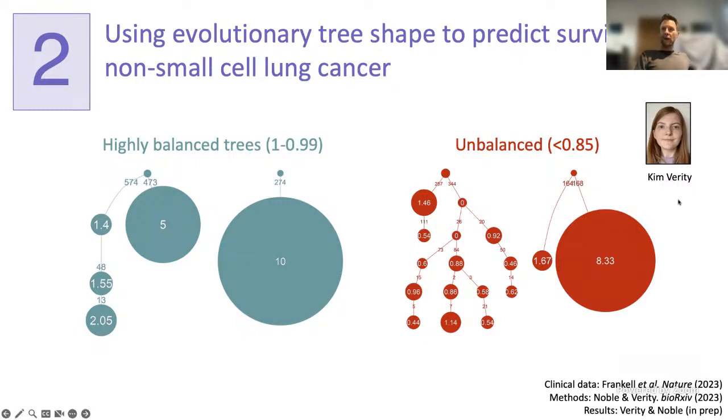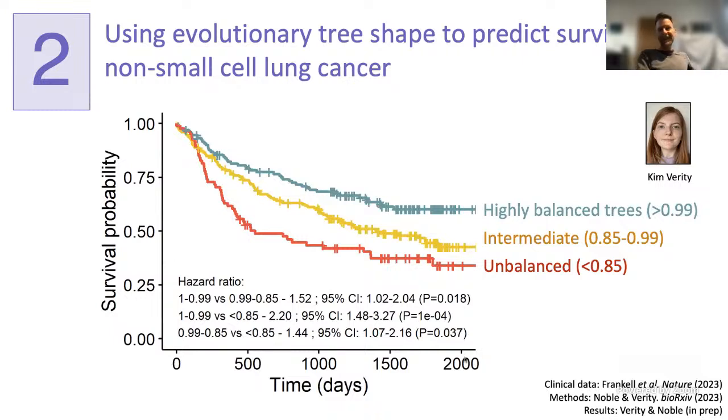And what Kim here, my PhD student, did is she took all of those trees from actual tumors, and she applied our balance index, the one that accounts for the branch lengths as well as node sizes, and she assigned scores to all of these trees. So here you see examples of highly balanced trees and relatively unbalanced ones. And then she saw whether that was predictive of clinical outcome. And what we were amazed to see is it really is. So this was quite startling.